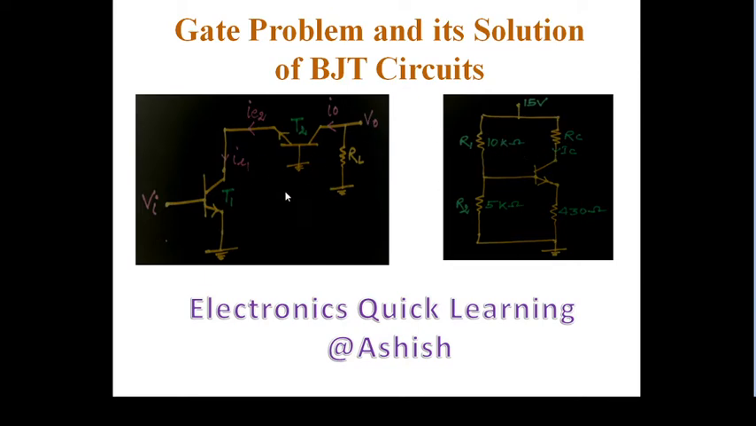The very first one is a cascade amplifier, and in this question we have to find the overall transconductance, that is I naught by Vi. And in the other one, we have to find the collector current IC in this voltage divider circuit. So we will start with the first question.